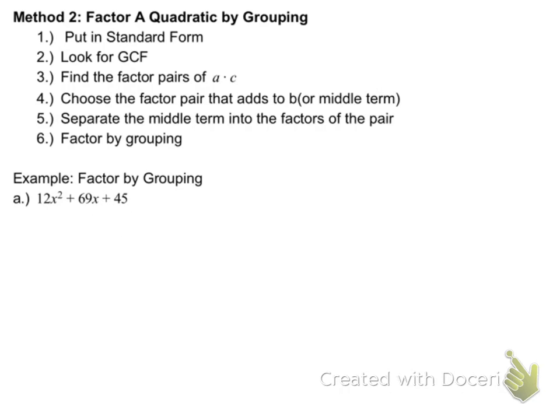Now, step 1 says put it in standard form. Is it standard form? Yes. Step 2, do we have a GCF? We have a greatest common factor. Yes, we just did this problem, guys. It happens to be 3. So I'm going to take a 3 out.